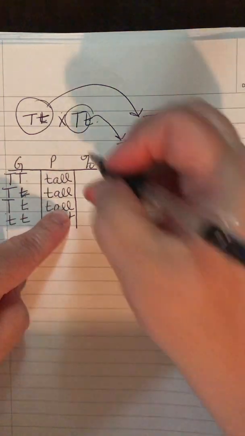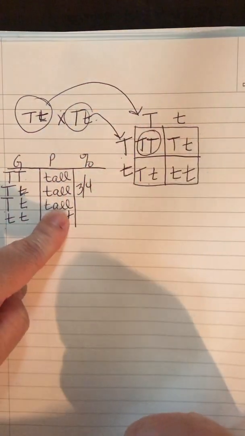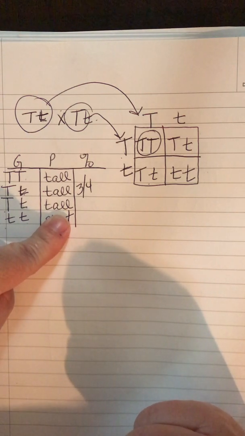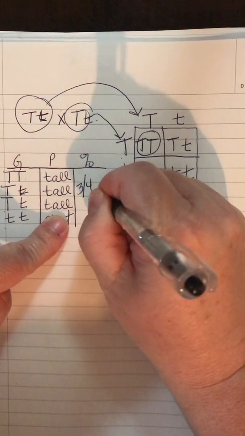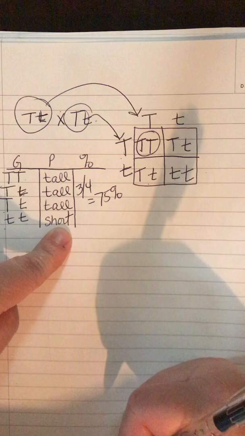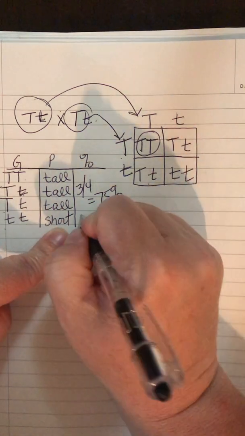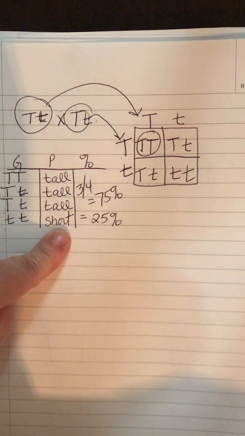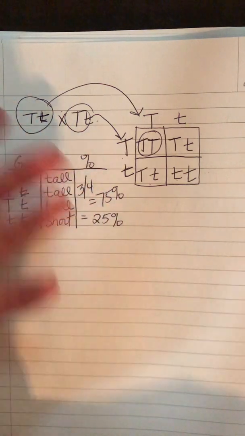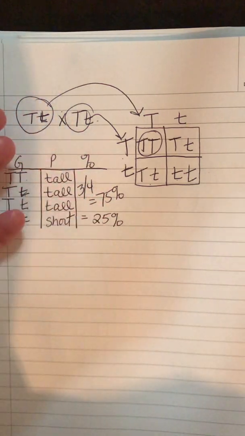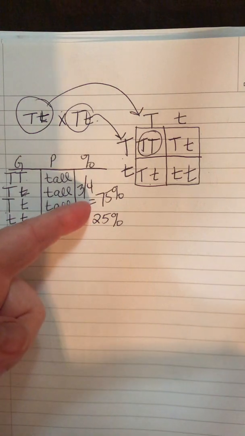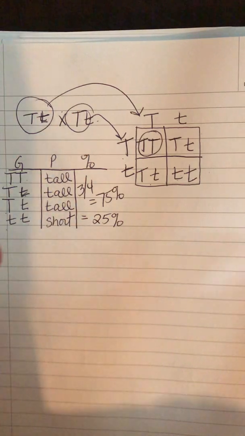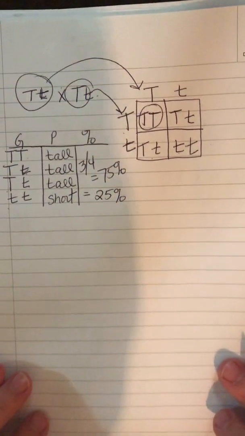1, 2, 3 out of 4 are tall. 3/4 gives you 75 cents, so this is 75%. And short, 1 out of 4, 25%. And that's exactly what Gregor Mendel got by actually doing the science and growing the plants. And he counted them, hundreds and hundreds of plants. We just did it in a square in less than 5 minutes. Woohoo, science. So we're going to continue with this by practicing.